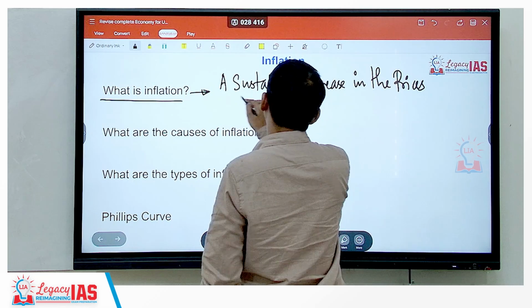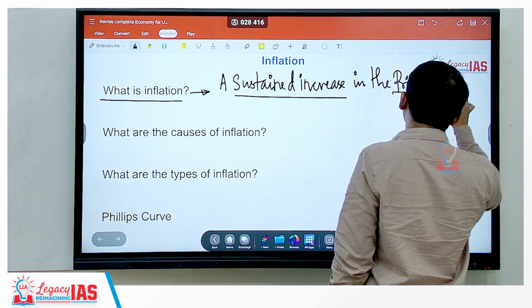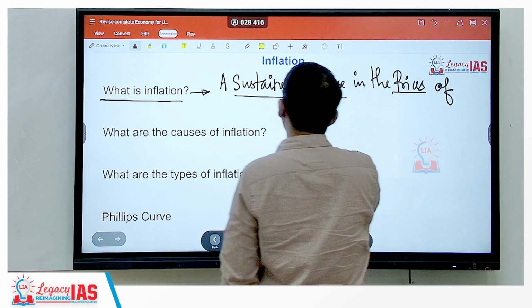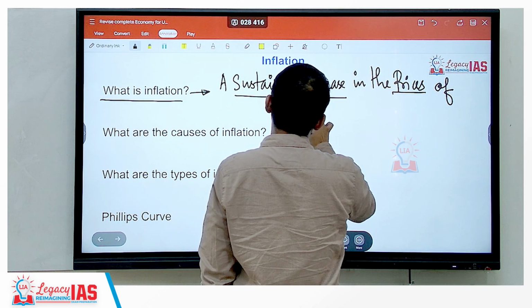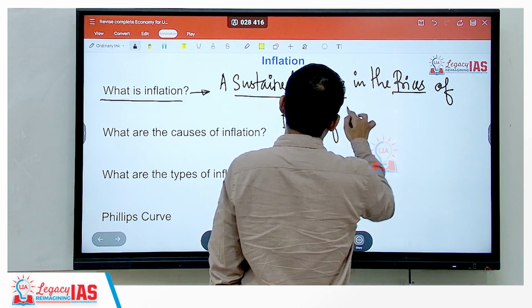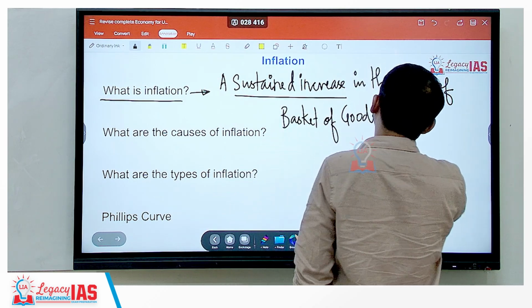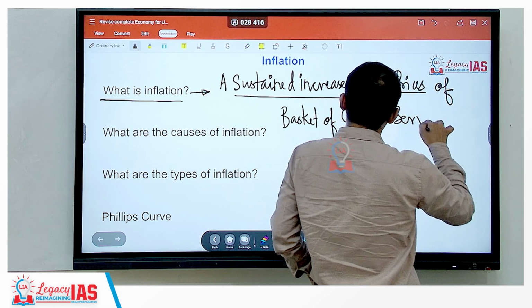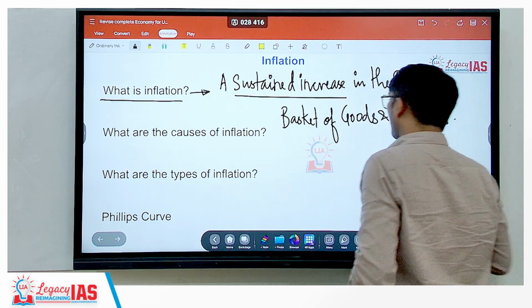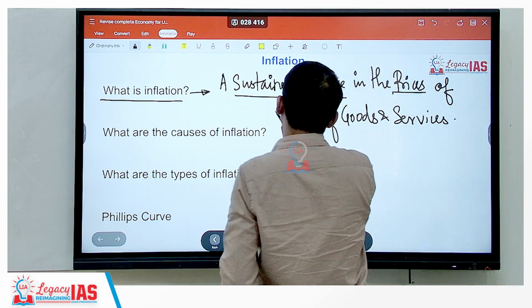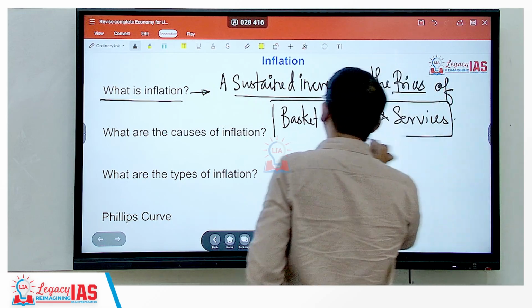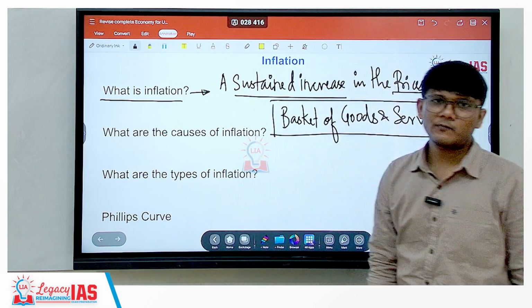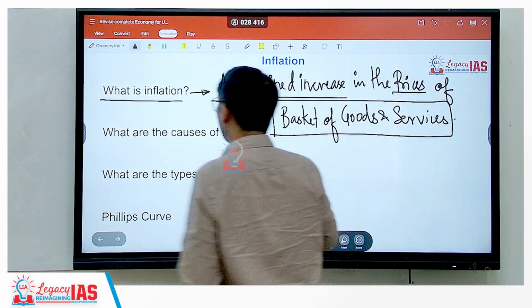So it is a sustained increase in what? In the prices. Prices of what? Basket of goods and services. Not a single commodity, not a single service, but a basket of goods and services. Alright, so that is your inflation.